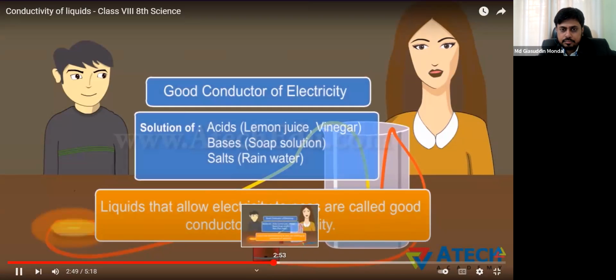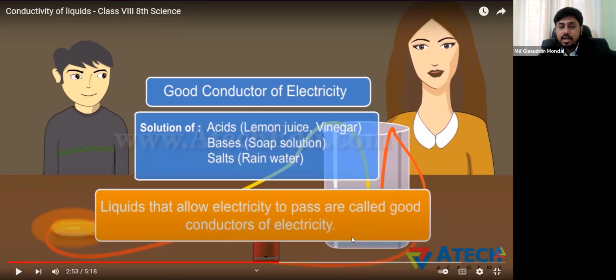Solutions of acids, bases and salts are very important for us. The good conductors of electricity are acids like lemon juice and vinegar, bases like soap solution, and salts like rainwater. So basically, one thing you should always remember: in case of electrolysis or electricity, we need ions. Until there is an occurrence of ions, it cannot be a good conductor.